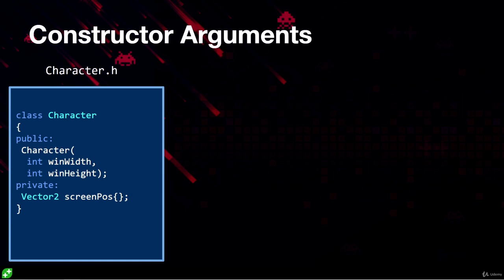Now that the character class has required input parameters for the character constructor, we must now pass those in when we create an instance of the character class. And we can do so with braced initialization, just like we do with structs. So now, instead of creating an instance of the character class and then calling setScreenPause to set its screen position, we have instead required input parameters that we must pass in when we construct a character instance, otherwise we'll get an error.